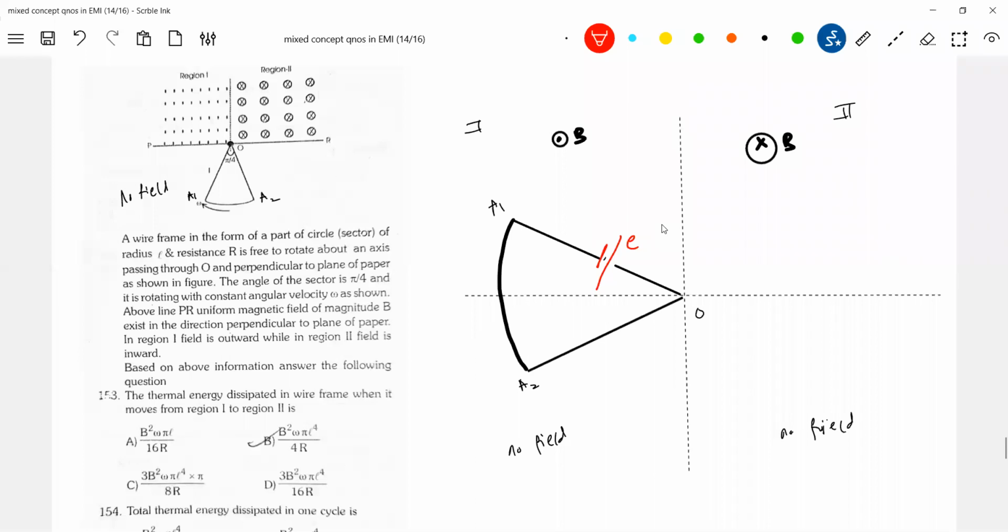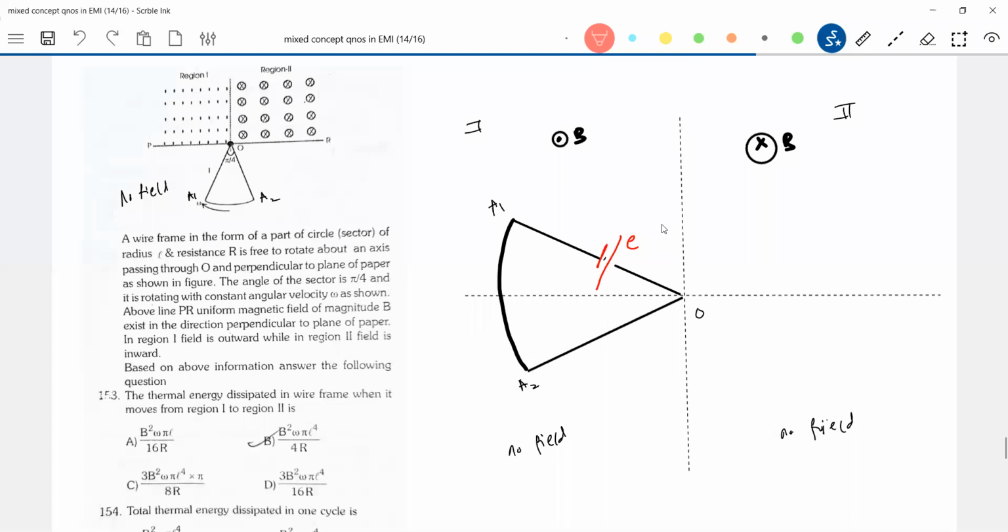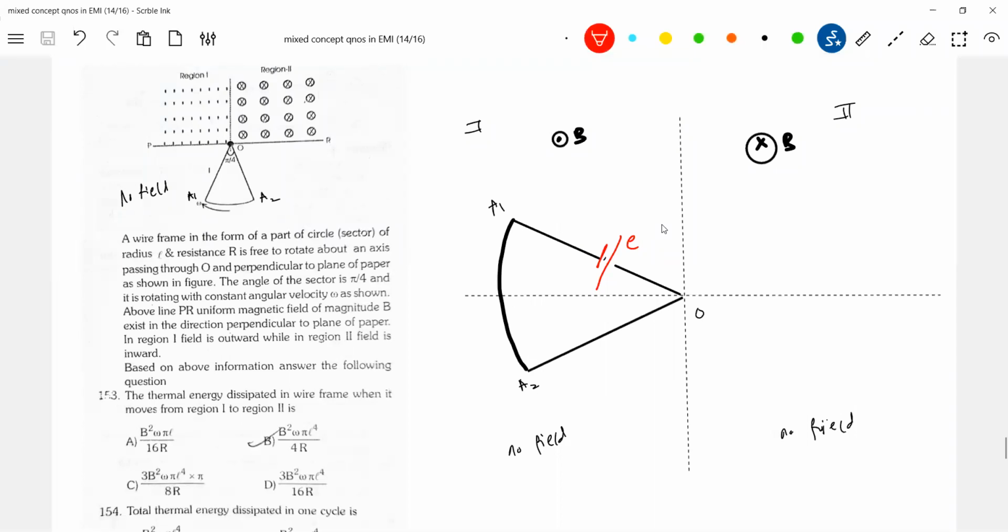So how much EMF is induced? Let it be E. So what is the EMF induced? B omega L square by 2. So the resistance R, and the loop is free to rotate. It's also having a total resistance. Let it be R. What is the expression for current? Call this current I1.